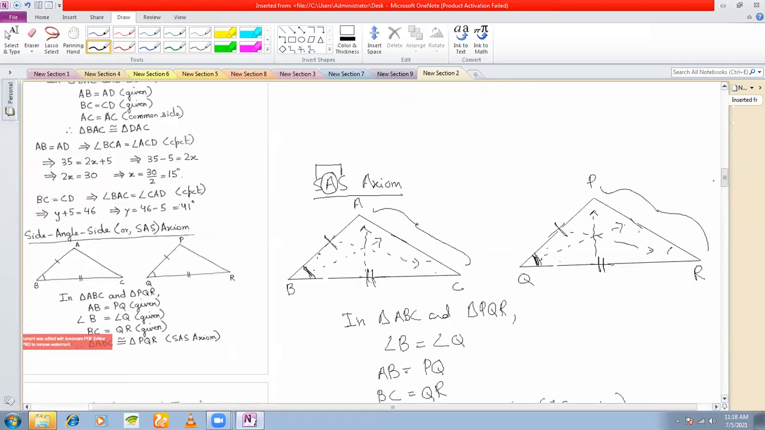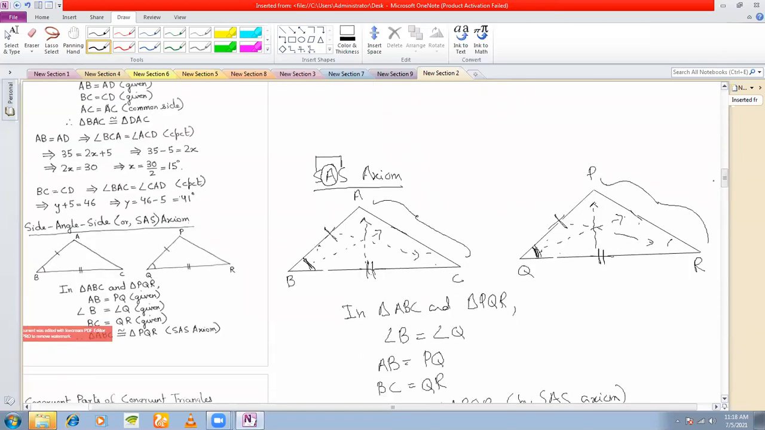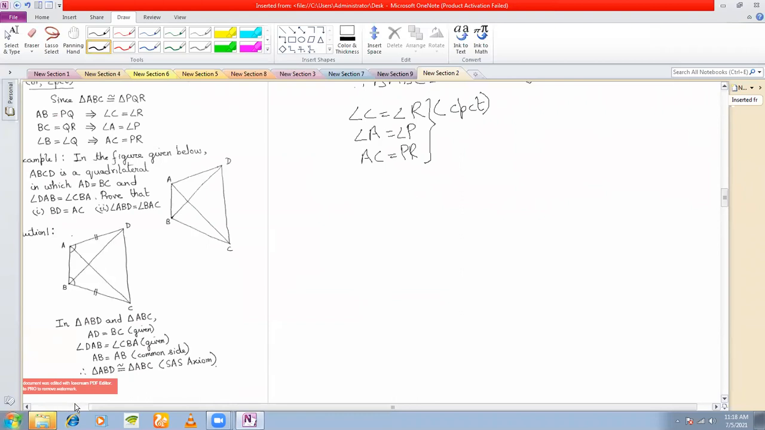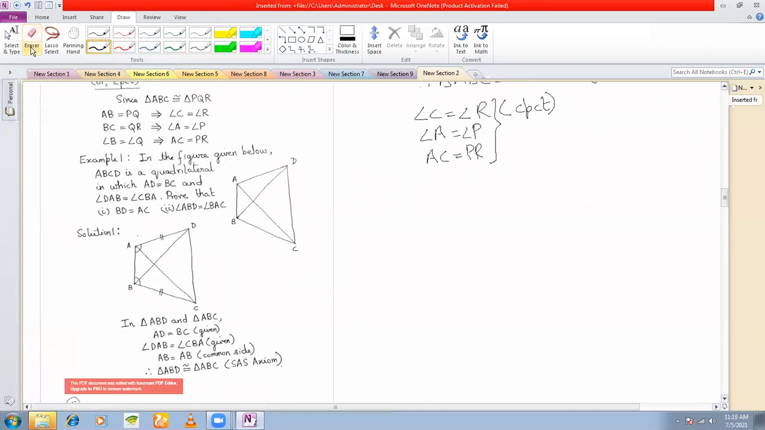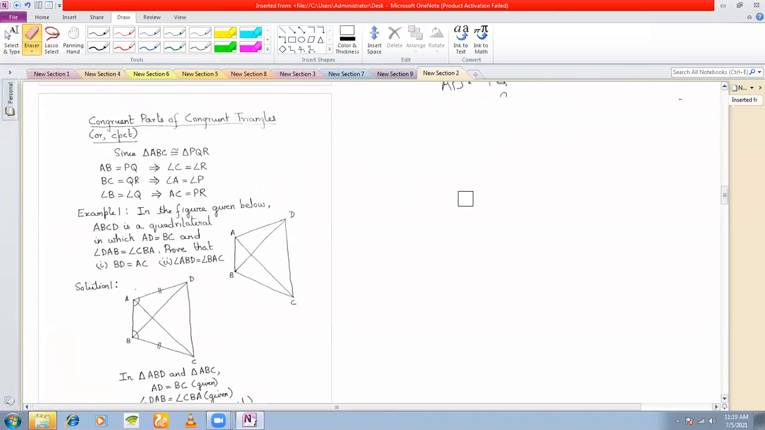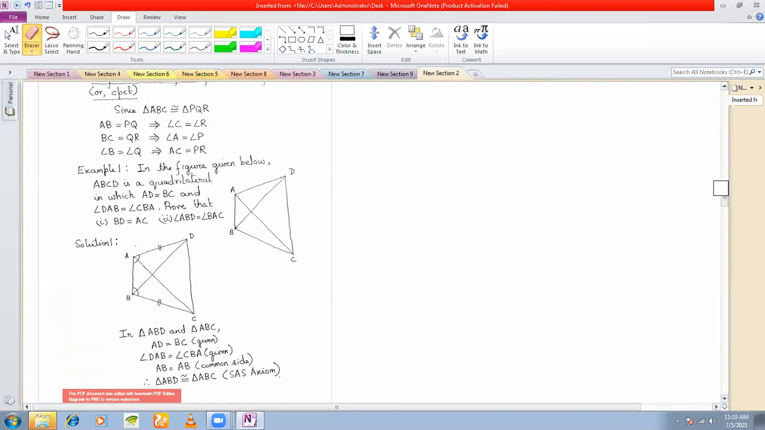Is CPCT clear to everyone? Yes, sir. Fine. Then we move on to the next problem of this. An example from SAS.